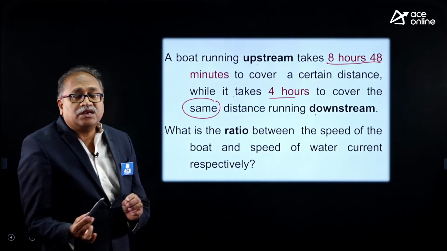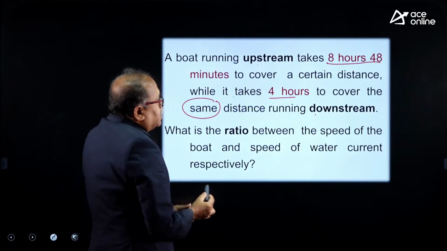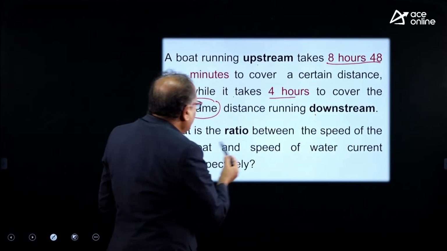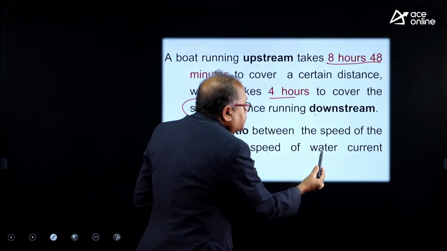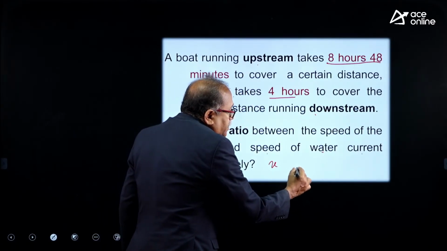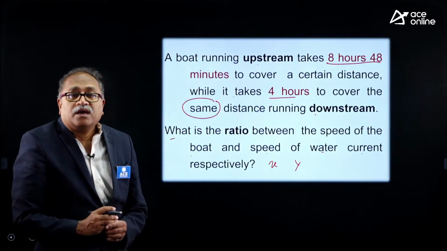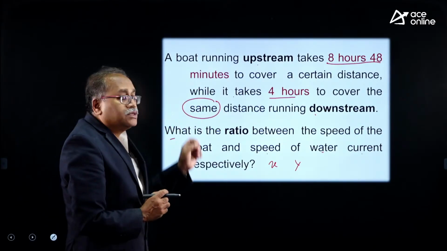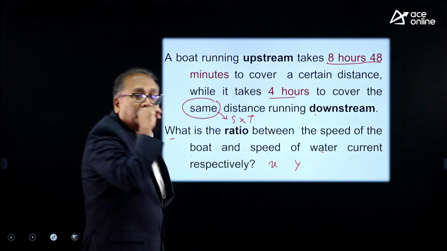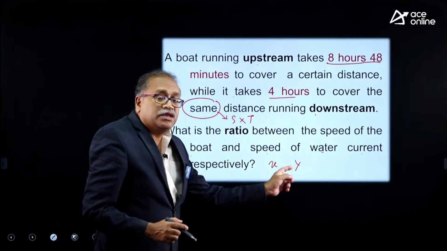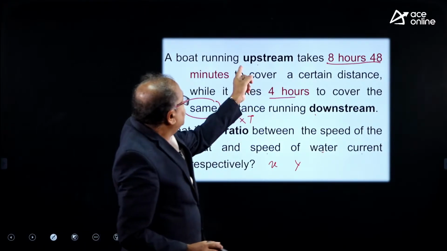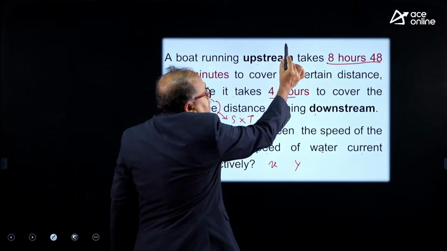So, upstream time and downstream time is given to us, and it asks what is the ratio between the speed of the boat and speed of the current. So, the speed of the boat is x and the speed of the current is y, and what we know is the distance is same, and what is the distance? Distance is equal to speed into time. So, in one case x minus y, in the other case x plus y is the speed, and here it is upstream. So, what will be the upstream speed?